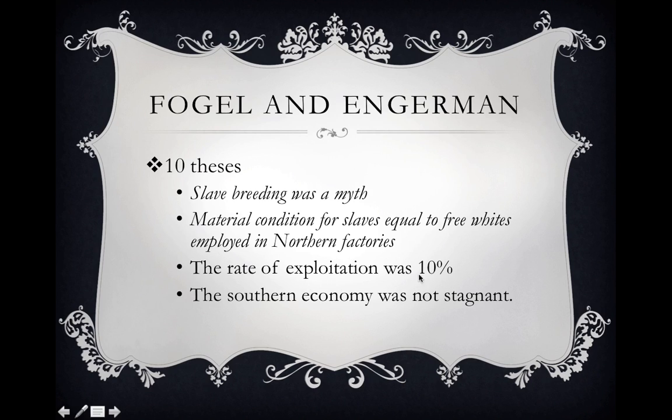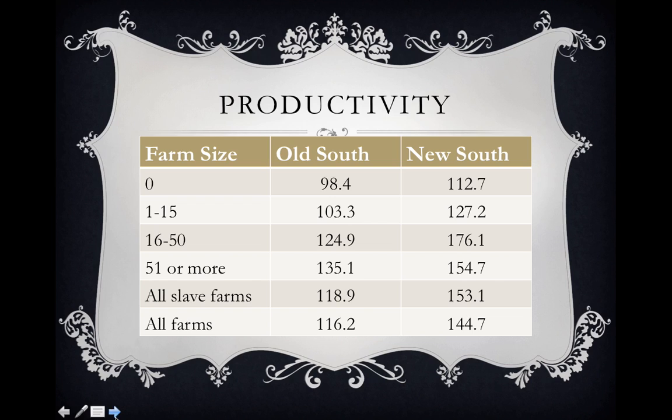So this was controversial because people felt that they grossly underestimated the level of exploitation that occurred in the slave agriculture system. And also during the time period, a lot of people argued that the Southern economy was stagnant. When they took a look at the Southern economy prior to the Civil War, they find that it was a growing economy, contrary to what many historians talked about prior to the Civil War.